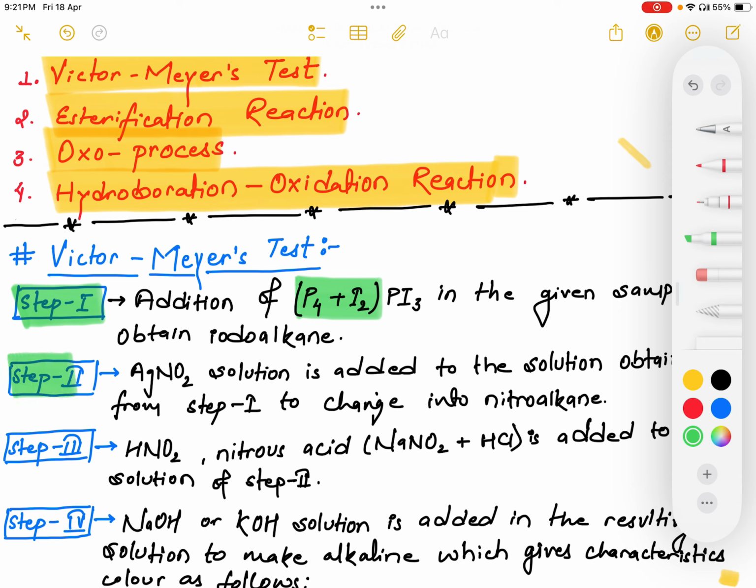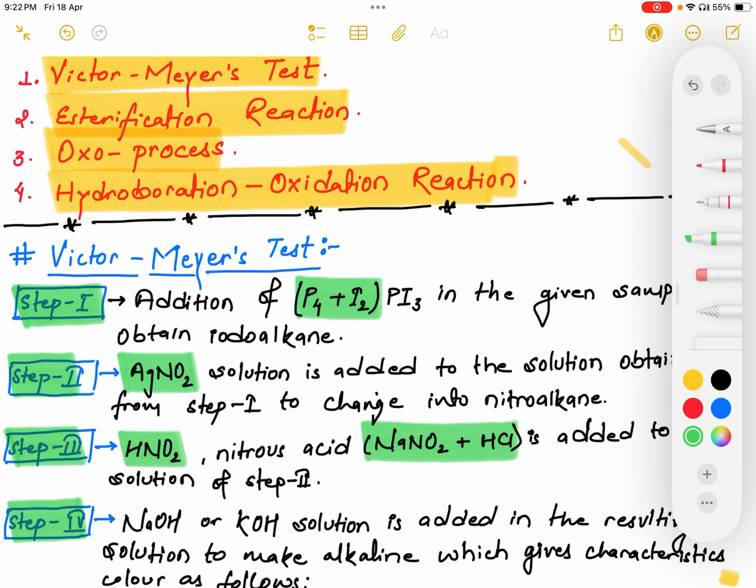In the second step, we need to treat the product obtained in the first step with AgNO2. In the third step, whatever product is obtained from step 2, we need to treat it with HNO2. How is HNO2 formed? HNO2 is formed by the reaction of NaNO2 and HCl.